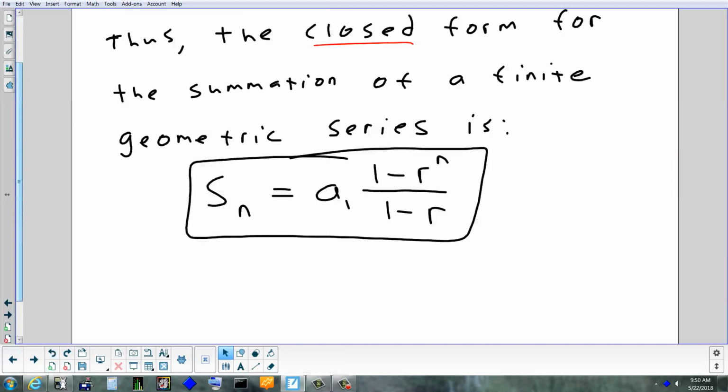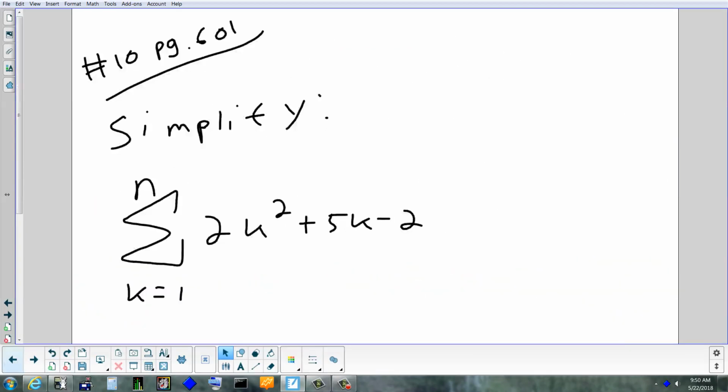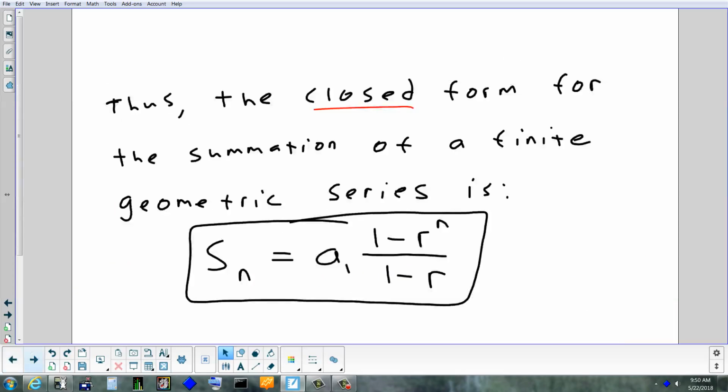The word closed here means there's no sigma. Okay? When you have a sigma as part of a formula, that's not a closed formula, because it's not easy to work with. That's a closed formula. There's no sigmas. All you have to do is know what r is. That's what you multiply by each time. And n is how many numbers you want to add up. You want to add up the first 10, 20, plug in whatever you want to add up to.